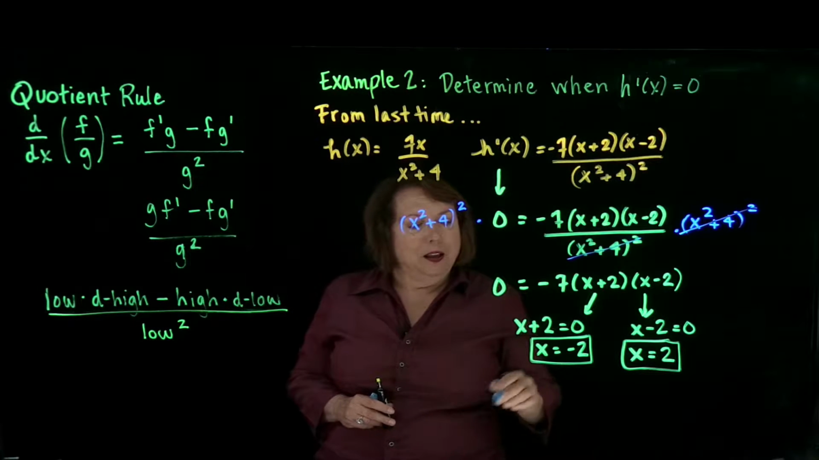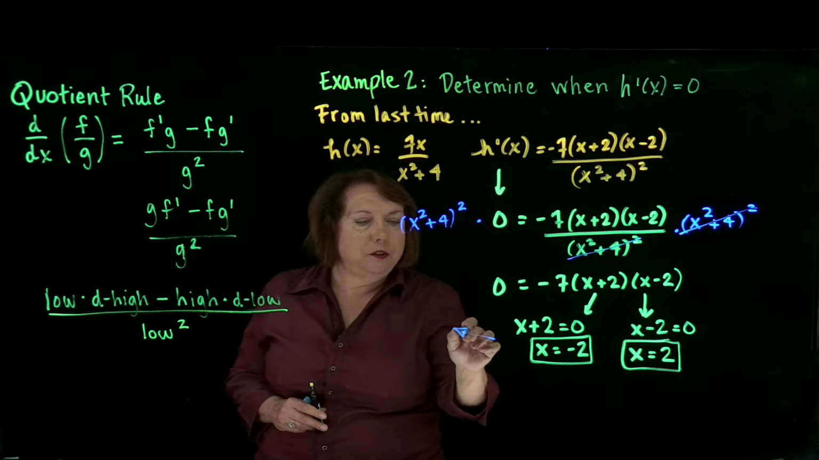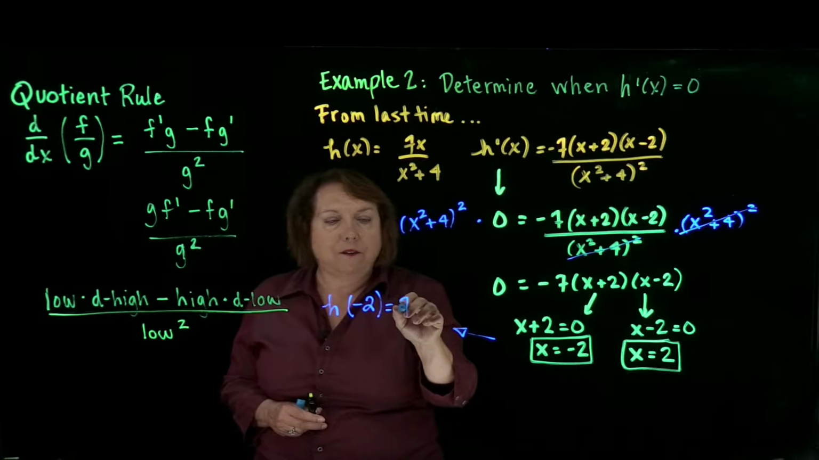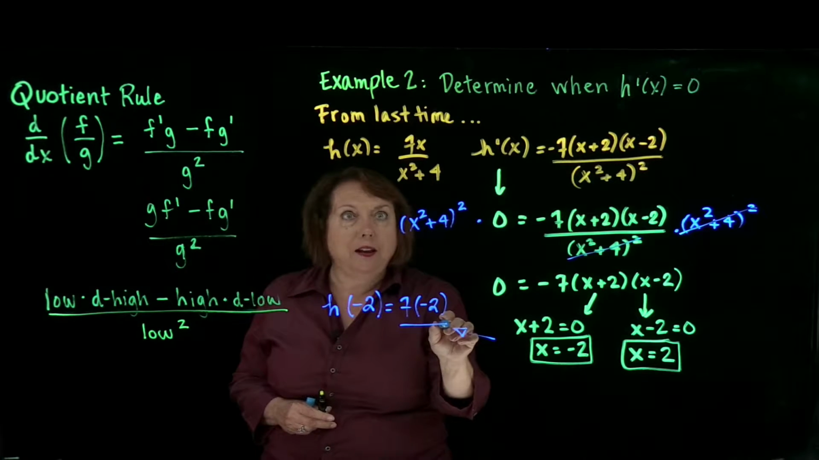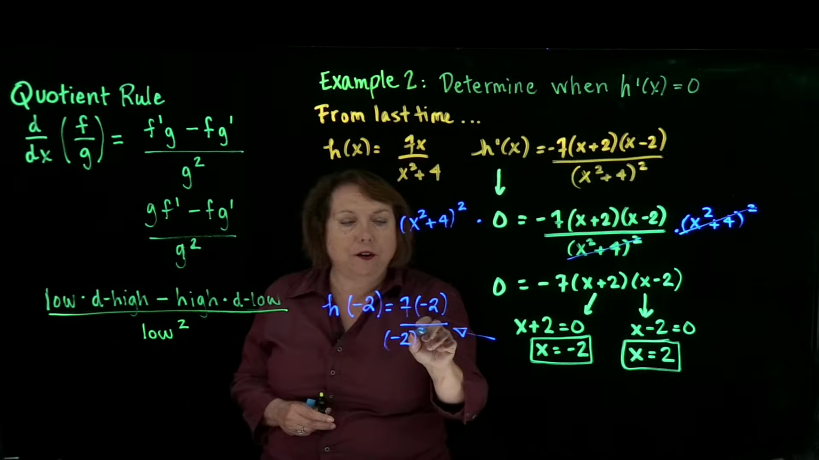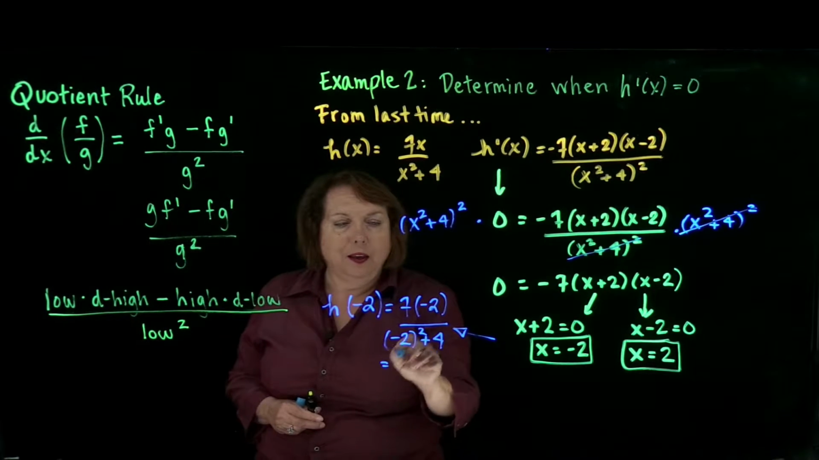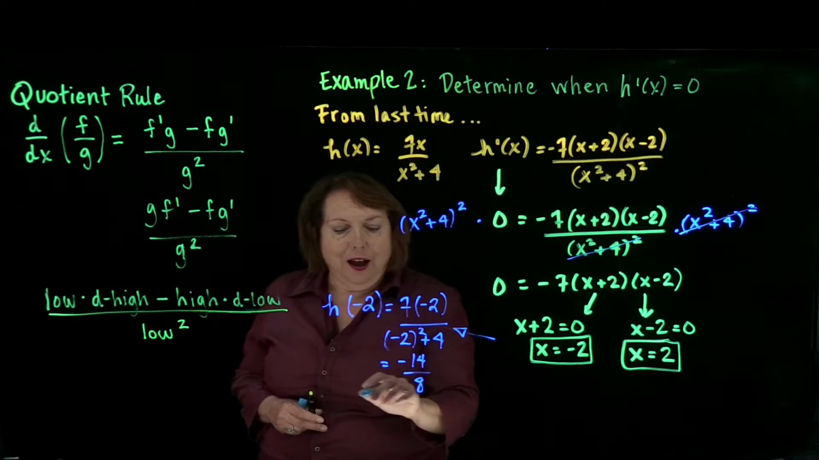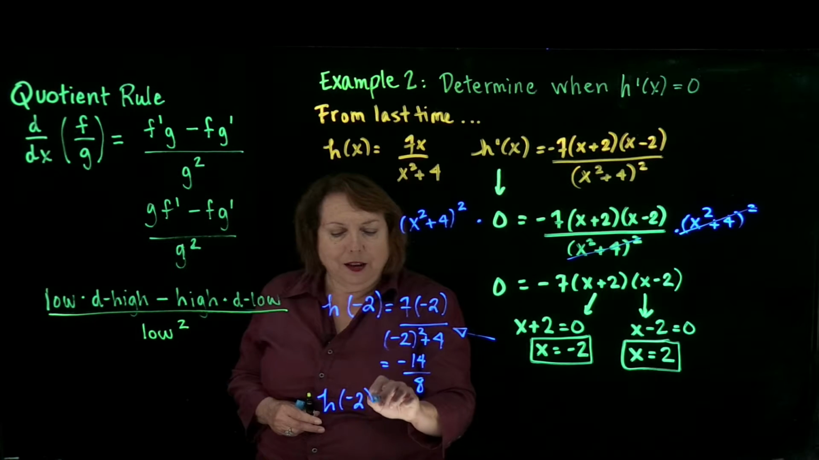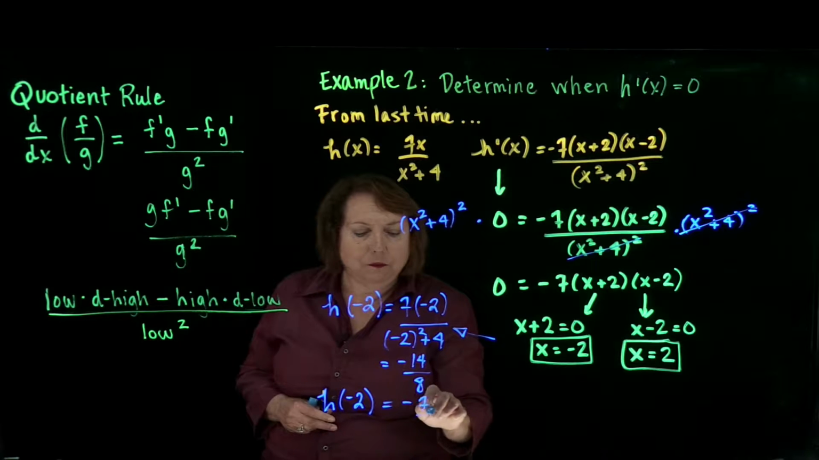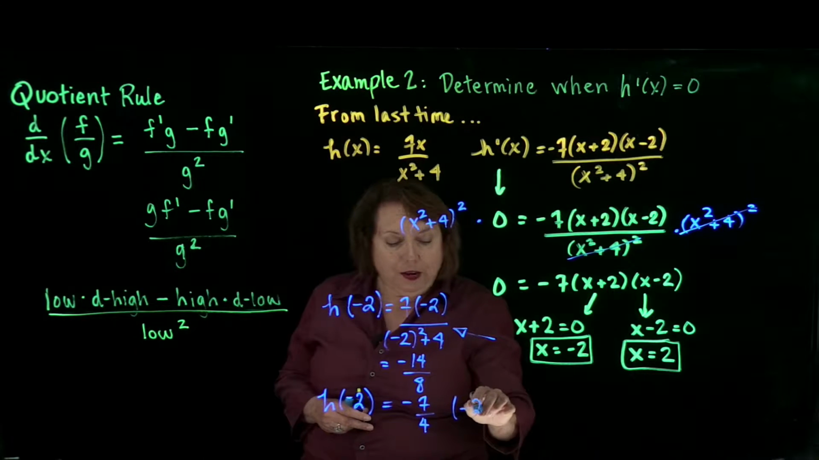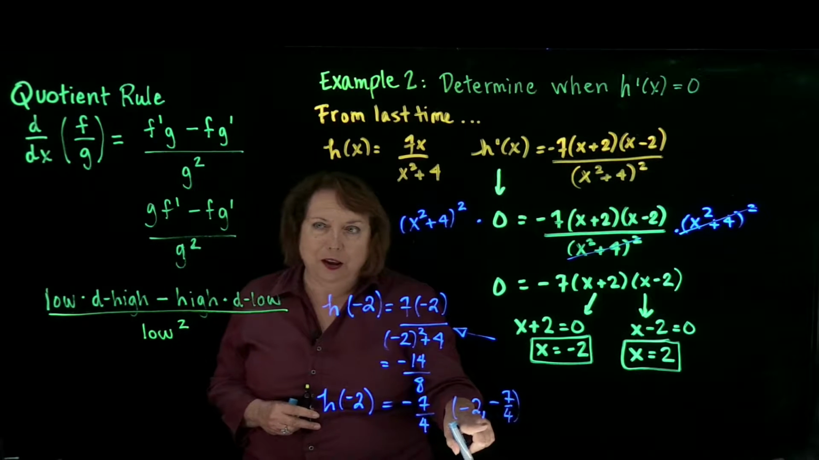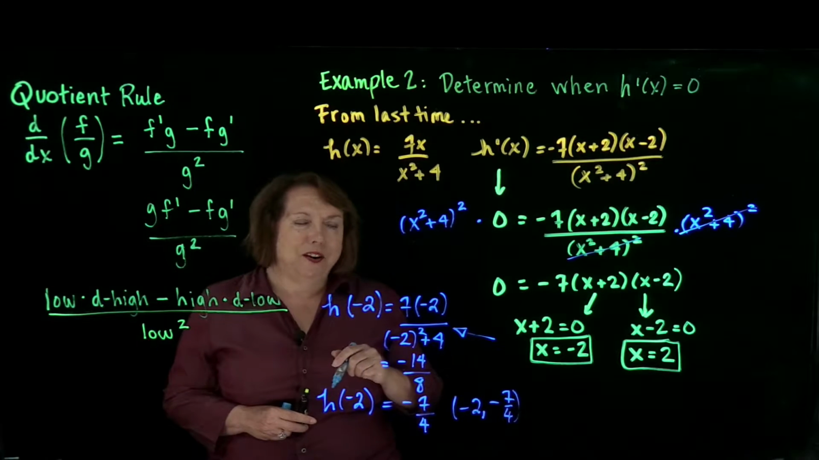I would find the ordered pair where we have a peak or a valley. So let's do that. If x is negative 2, I'm going to evaluate h of negative 2, which is 7 times negative 2, divided by (negative 2) quantity squared plus 4. This will be negative 14 divided by 4 plus 4, which is 8. I can simplify that: h of negative 2 is going to be negative 7 over 4. So I have an ordered pair, (negative 2, negative 7 over 4), that is either a peak or a valley in this function.